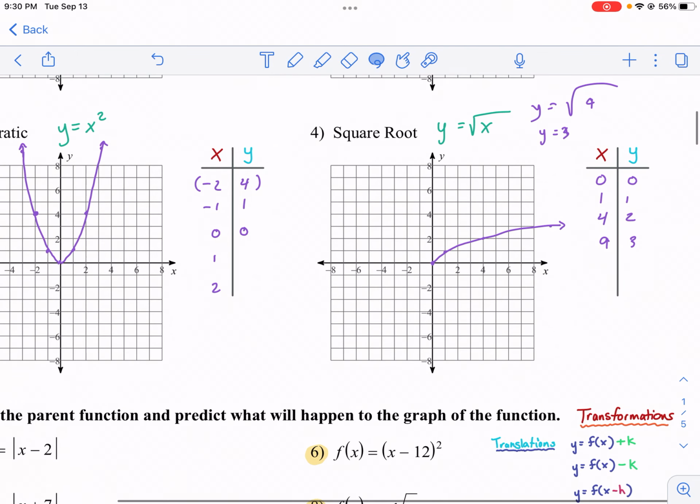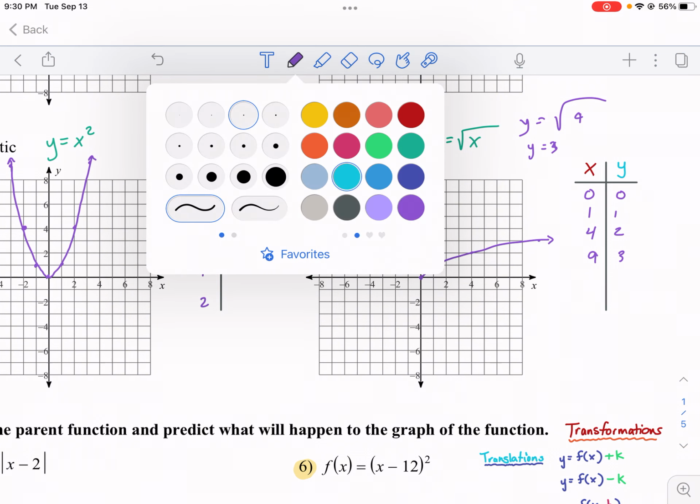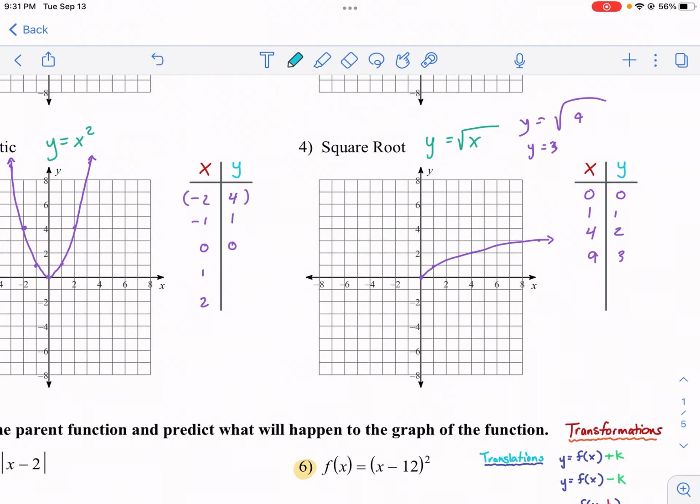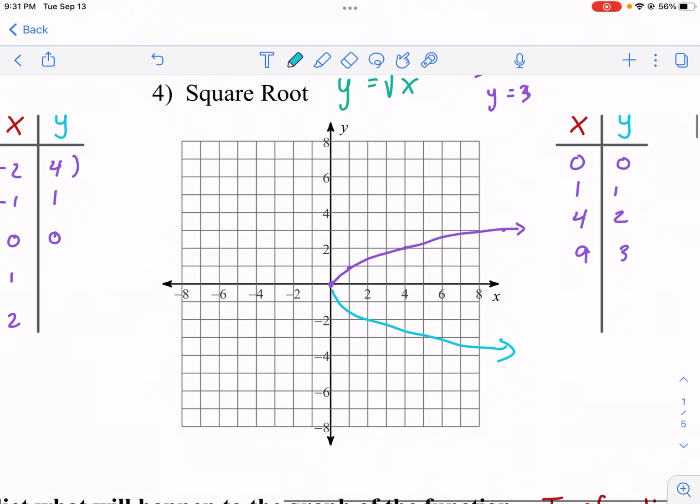Reflection. Reflection is just like it sounds. So if you have, for example, a reflection of the square root function, instead of like that, it's going to be flipped over the x-axis. If it's flipped over the x-axis, it's going to look like that. If it's flipped over the y, it looks like that. Imagine a mirror drawn over the axes, and it flips over them. That's a reflection, depending on what axis it's on.